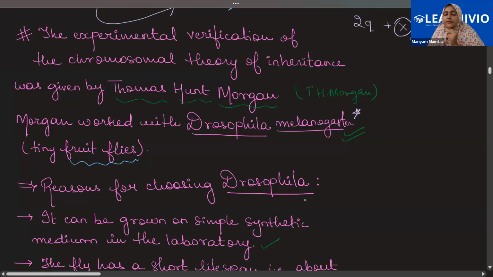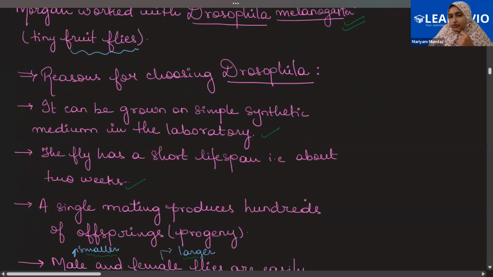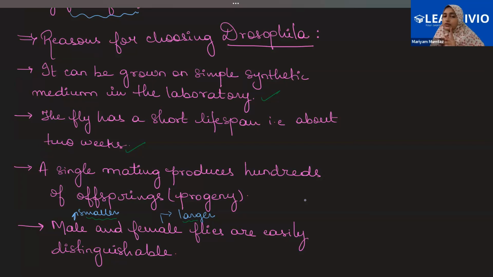Just like how Mendel worked with that, in the same way Thomas Morgan worked with Drosophila melanogaster, but this is not a plant, it is an insect, a fruit fly. Now, why did he choose Drosophila? The reason for him choosing Drosophila was, firstly, that Drosophila can be grown in the lab. It does not require the real surroundings and everything. You can synthetically grow Drosophila in the lab.